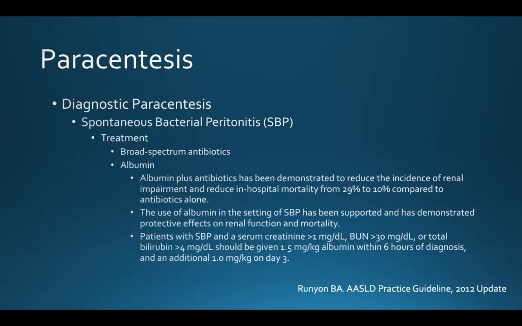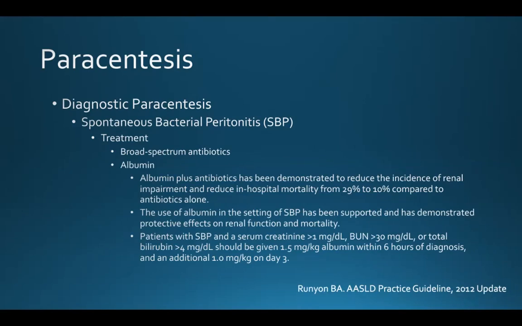Broad-spectrum antibiotics are going to be used for treatment, and albumin is also going to be used. Albumin plus antibiotics has been demonstrated to reduce the incidence of renal impairment and reduce in-hospital mortality from 29% to 10% compared to antibiotics alone. The use of albumin in this setting has been supported and has demonstrated protective effects on renal function and mortality.